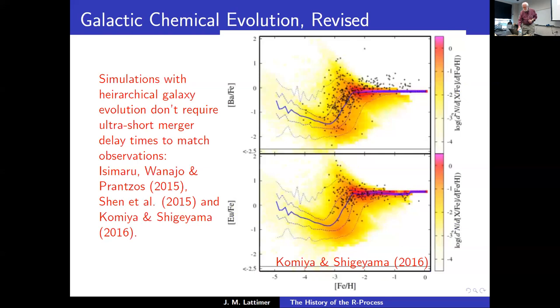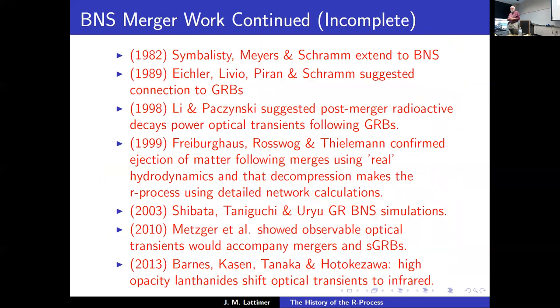But ever since our work in the mid-70s on neutron star mergers, it hasn't been completely abandoned. Schramm continued with students to work on the idea. Cameron, Myers, and Schramm extended the black hole neutron star calculations to binary neutron stars by treating the neutron stars as operating in a pseudo-relativistic background. An interesting paper by Eichler, Livio, Piran, and Dave Schramm suggested that, in fact, mergers could be connected with gamma ray bursts.